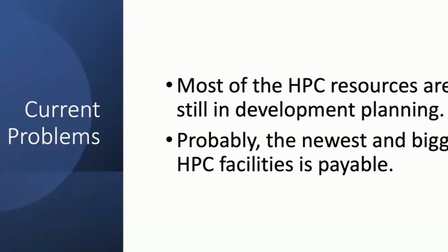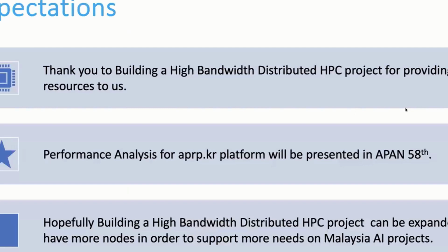We are really glad that we joined as one of the partners for the building high bandwidth distributed HPC. We've managed to get the resources, and the resources are ready. So at least for UPM, Universiti Putra Malaysia, we have the resources to perform all the AI projects that have been assigned by the government, and also projects beside AI. I don't want everyone to think that we only have AI projects.